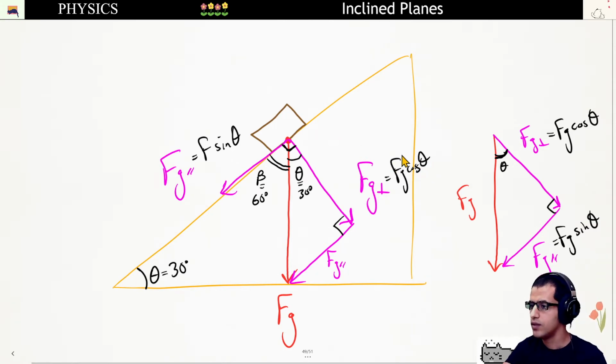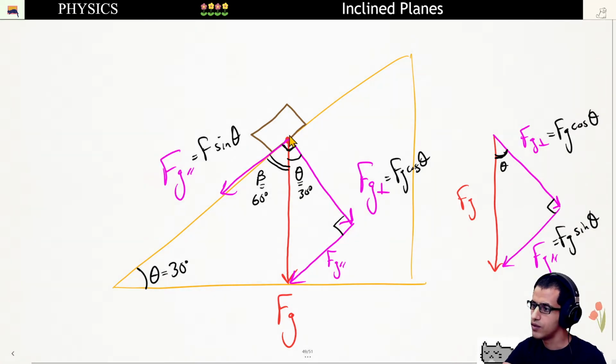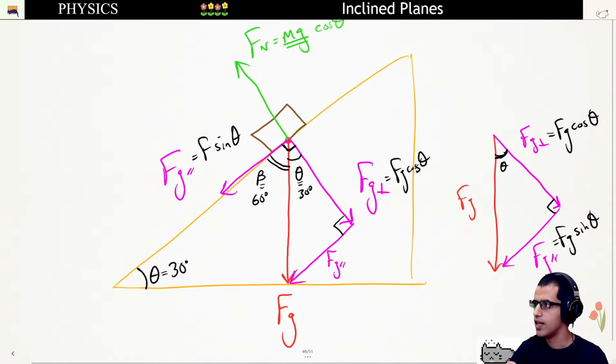Okay, so in the absence of any other forces, the normal force acting on this block, which is also perpendicular to the surface, is going to be equal to FG cosine theta, or I can write it as mg, mg is equal to the weight, mg cosine theta. And the parallel component of the force of gravity is going to be equal to the net force. So the net force on this block would be mg, which is the weight, times sine theta.